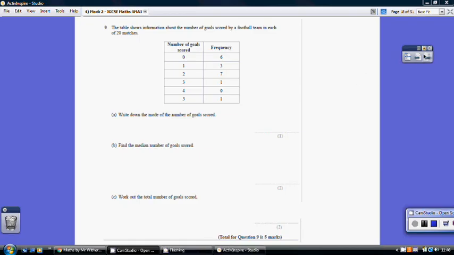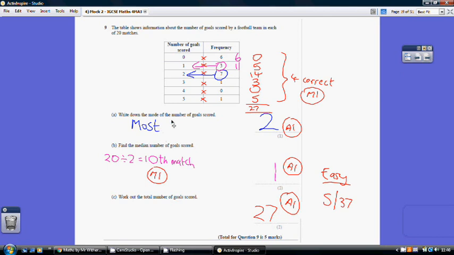Question 9. So the modal number of goals scored is the most, what happened most often? How many goals were scored most often? Well, something happened on 7 occasions. What happened on 7 occasions? 2 goals were scored.